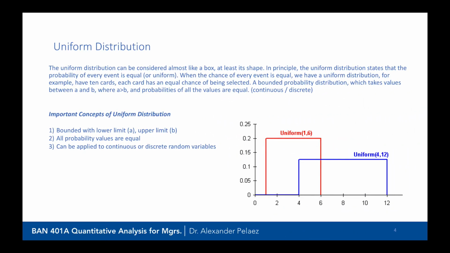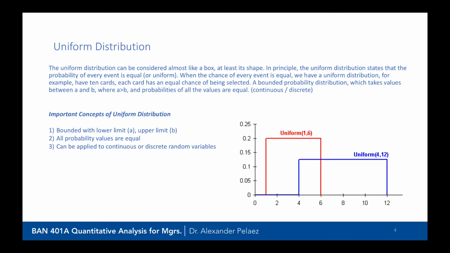Now, the uniform distribution can be considered kind of like a box, at least in its shape. In principle, the uniform distribution states that the probability of every event is equal, or uniform. When the chance of every event is equal, we have what is called the uniform distribution. For example, if we have 10 cards, each card has an equal chance of being selected. It is a bounded probability distribution, which takes values between A and B, where A is less than B, and the probabilities of all the values are equal and can be continuous or discrete.